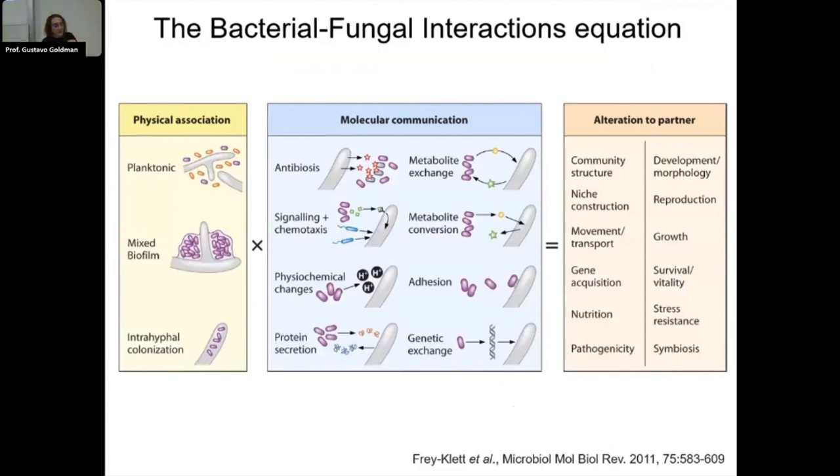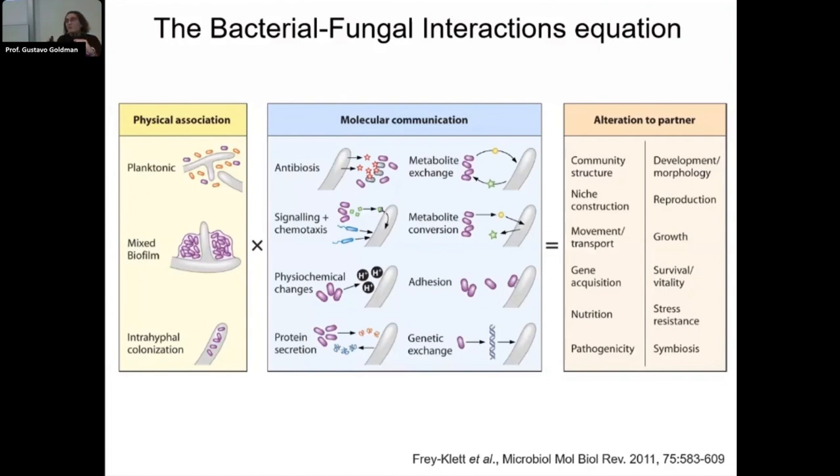Thanks. Let's start giving you some background about fungal and bacterial interactions generally. You know, there is a kind of equation. Physical associations can be planktonic or mixed biofilm, or sometimes intra-hyphal colonization. Then, depending on the kind of physical association, we have several kinds of molecular communication. We can have antibiosis, signaling plus chemotaxis. We can have physical-chemical changes, protein secretion, metabolite exchange, that's very common in microbiomes, metabolite conversions, also very common in microbiomes, adhesion, the communication can happen through adhesion, or then horizontal transfer of genes through genetic exchange.